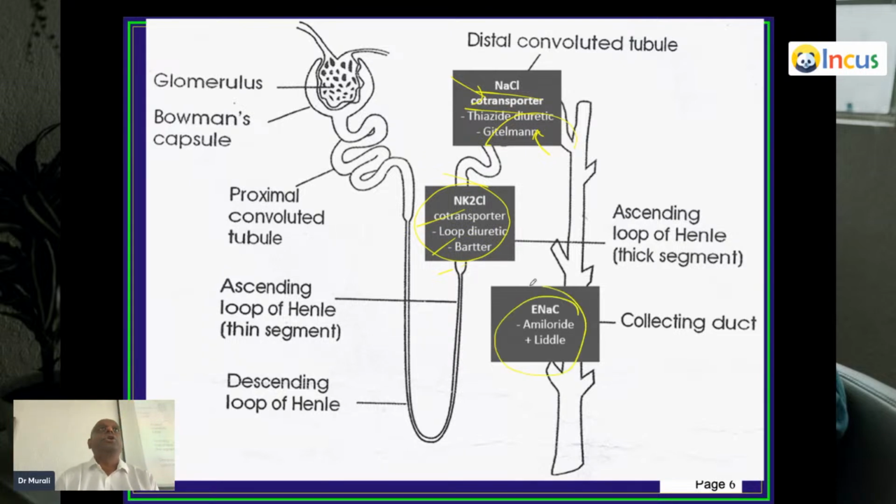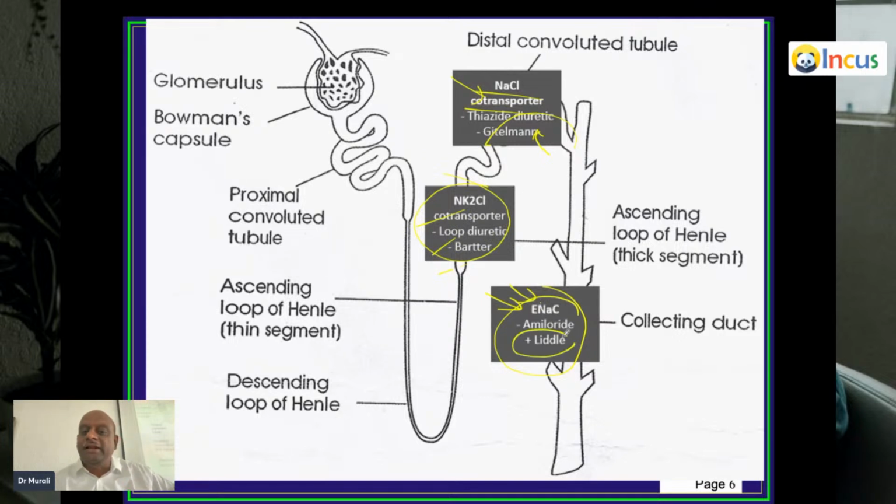Then you have the collecting duct where you have epithelial sodium channels, ENaC. What will aldosterone do? It will come here, open the channel, and reabsorb sodium and lose K plus and H plus into urine. If the epithelial sodium channel opens, what happens to sodium? It gets reabsorbed into the body. This is how aldosterone works. And you lose potassium and H plus ion into urine.